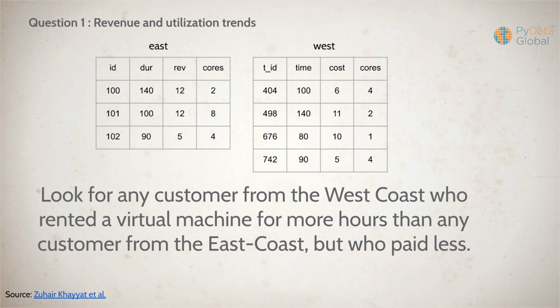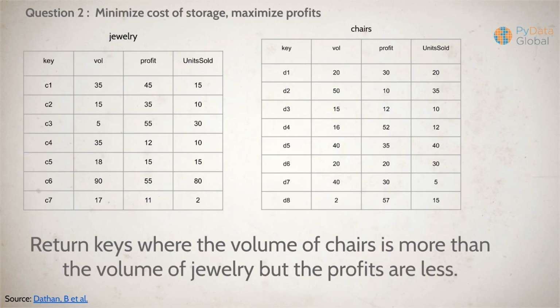Say you're a cloud engineer and you need to find out about revenue and utilization trends. Inequality joins is something that can help you with that. If you look at the question, it says look for a customer from the West Coast that rented a virtual machine for more hours than a customer from the East Coast but paid less. Now, we'll look at some other questions, but I want you to have a look at the trend as we proceed. So let's go to the next slide.